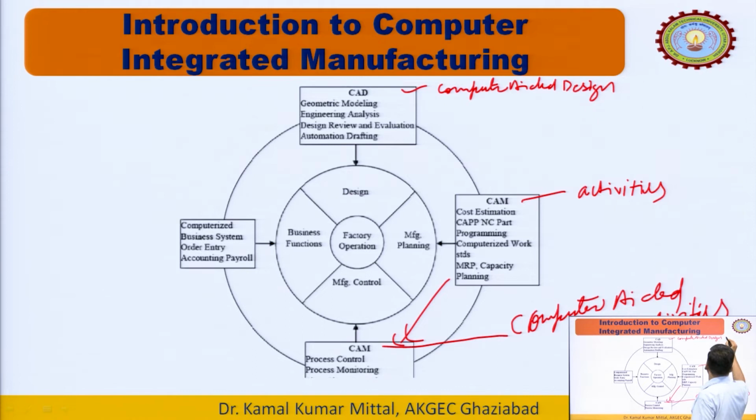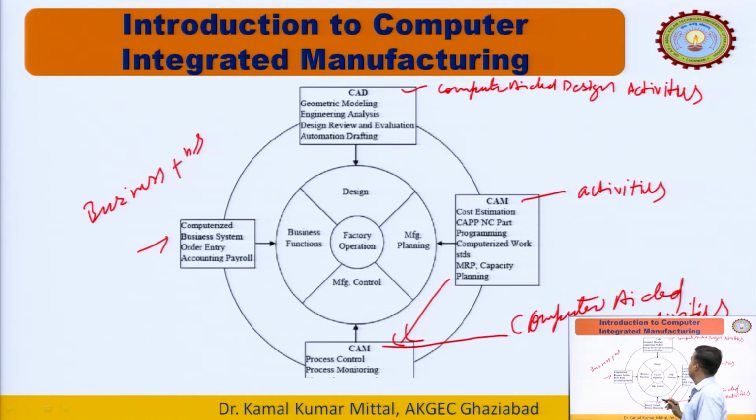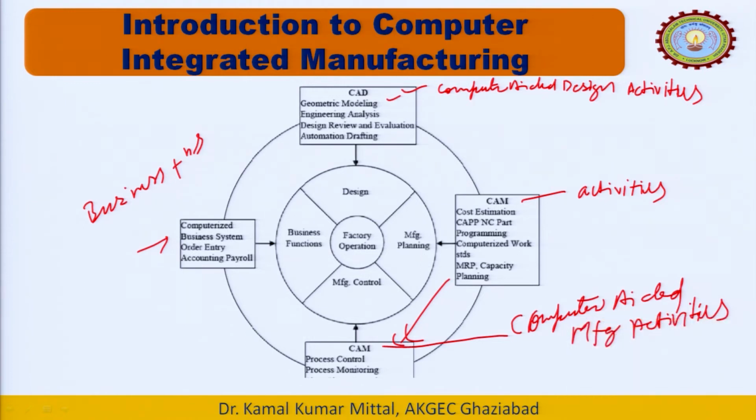These are computer aided design activities, and these are business functions. First, CAD geometric modeling. The purpose of geometric modeling is to create a part that may be a 2D part or a 3D part. So, here we just have to make a 2D and 3D drawing. Then comes the engineering analysis.